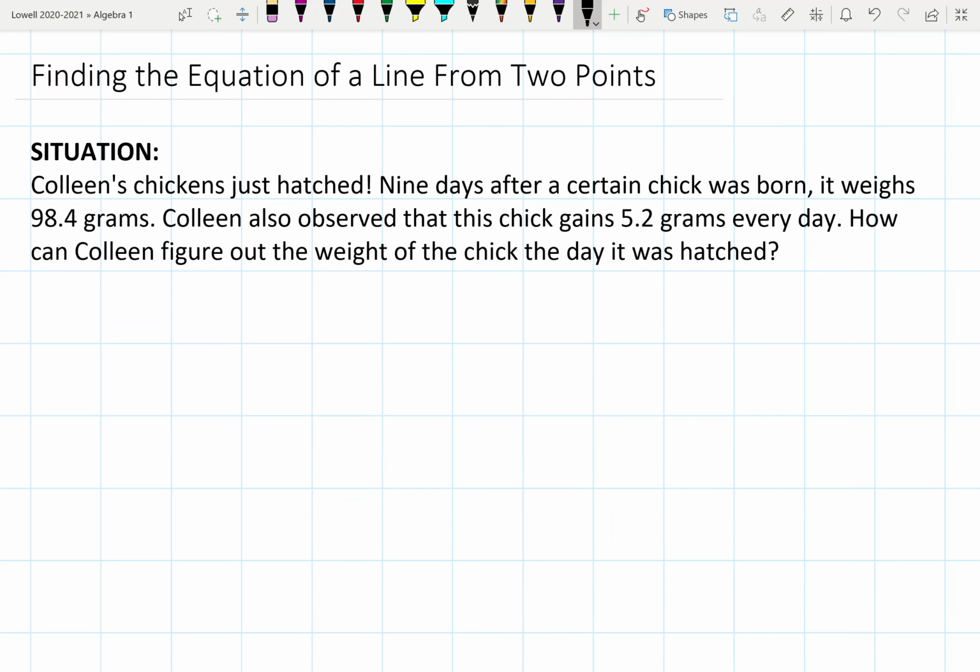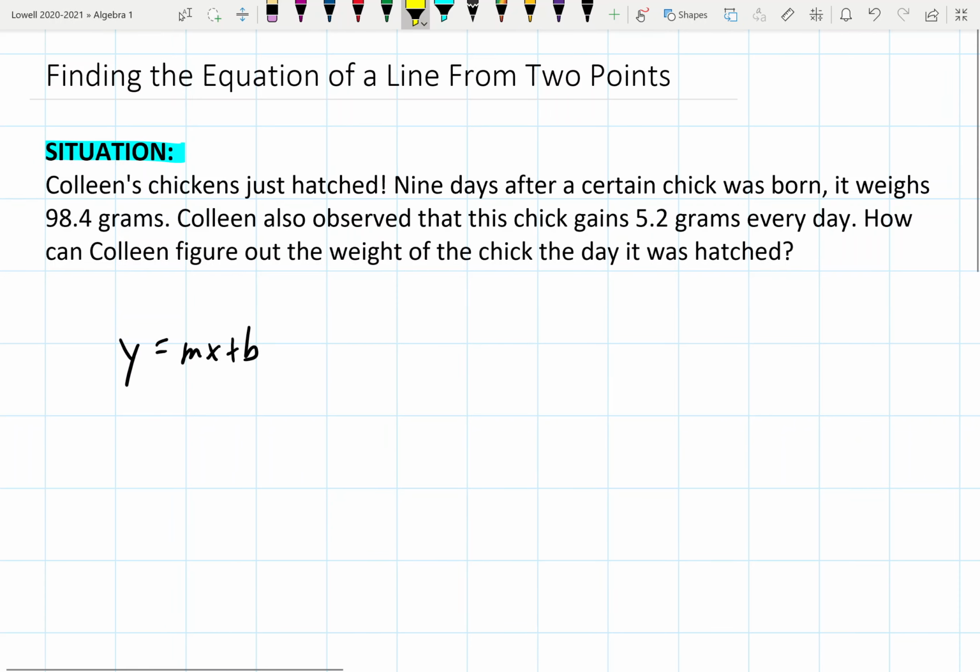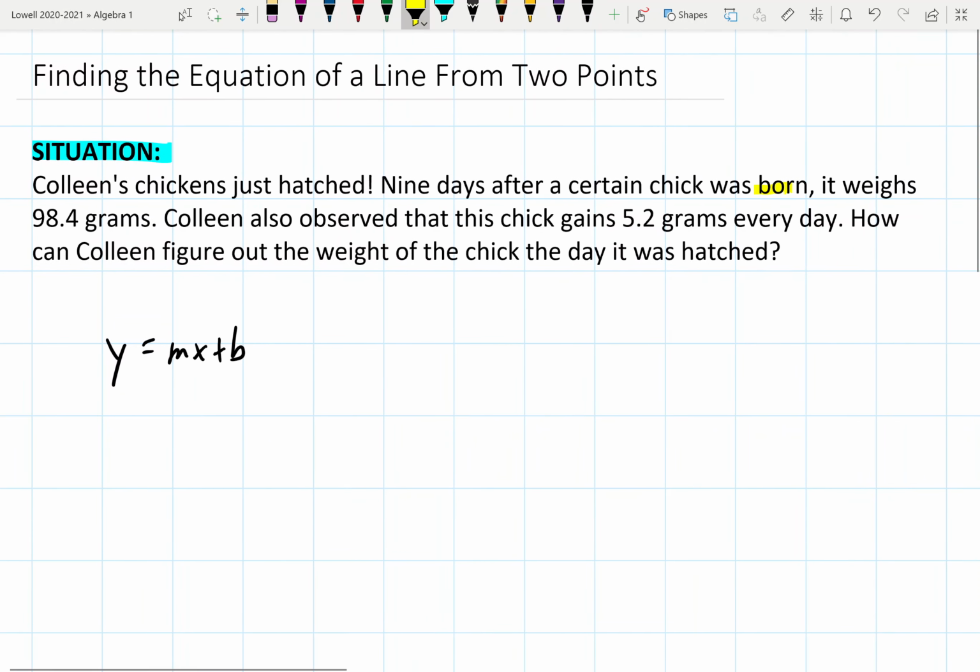If we remember our equation in general, the equation for a line is y equals mx plus b. And I guess we should actually talk about this situation first. You saw in the last video, this is the same situation. We have a chicken that's hatching, and we know that 9 days after this chicken was born, it weighs 98.4 grams. That's definitely important and worth highlighting. We also notice that it gains 5.2 grams every day.